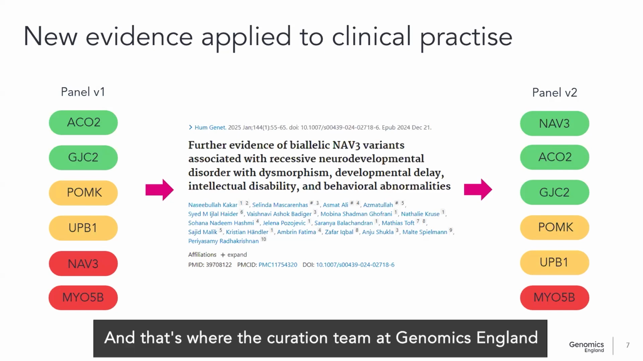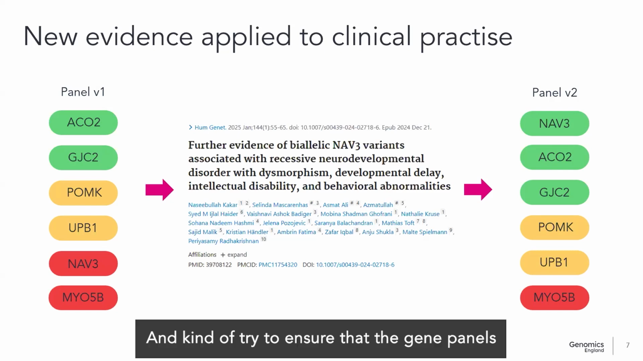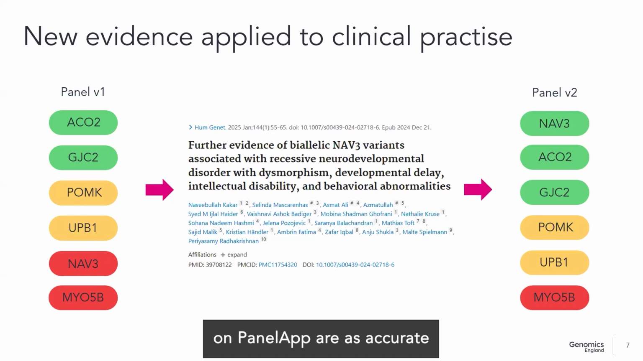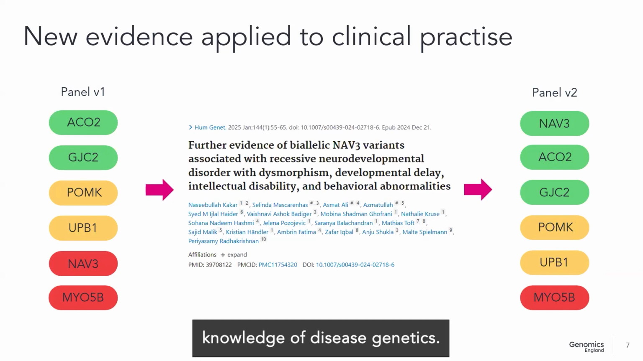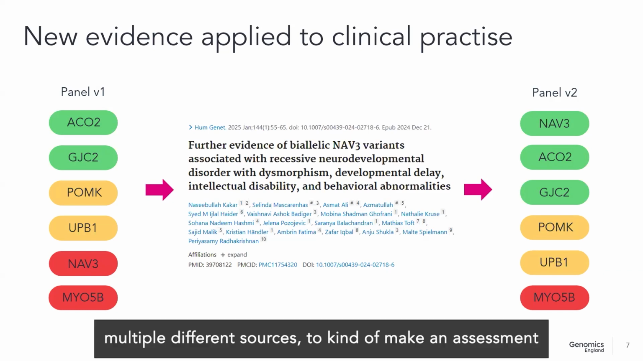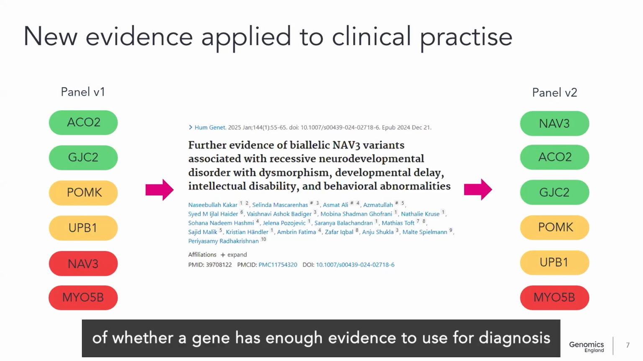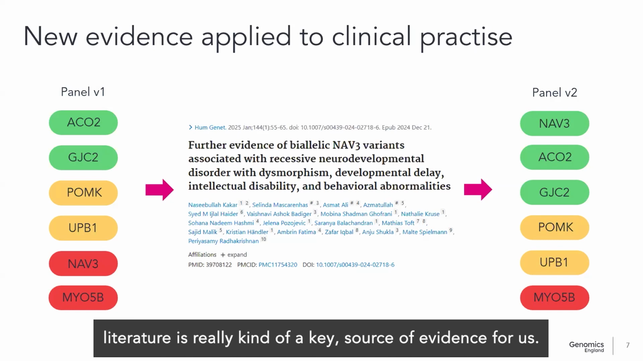And that's where the curation team at Genomics England come in. So we will assess any new evidence that emerges and try to ensure that the gene panels on PanelApp are as accurate and as comprehensive with the latest knowledge of disease genetics. So we do use multiple different sources to make an assessment of whether a gene has enough evidence to use for diagnosis or not. But published literature is really a key source of evidence for us.